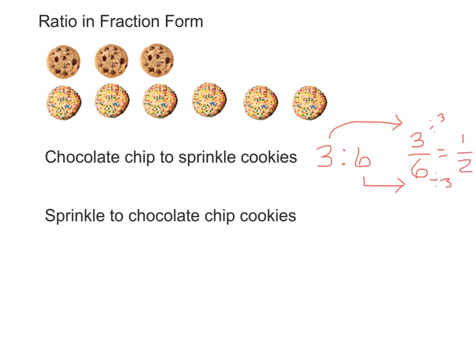or 1/2. If I want sprinkles to chocolate chip, I'm going to write 6 to 3, which gets written as 6 over 3, because the top number is the first number, second number goes on bottom, and then reducing that, it's 2 to 1, or simply 2 times as many.